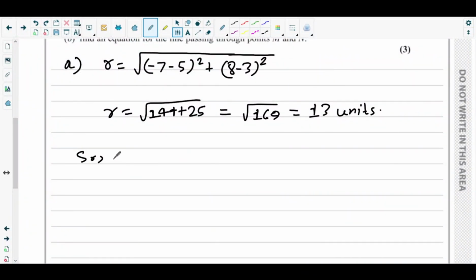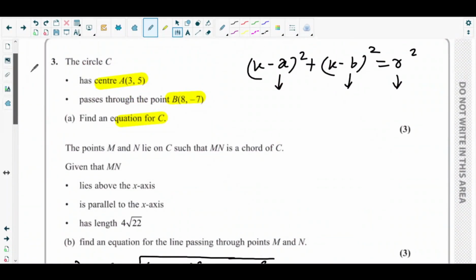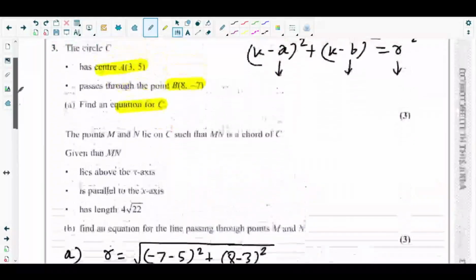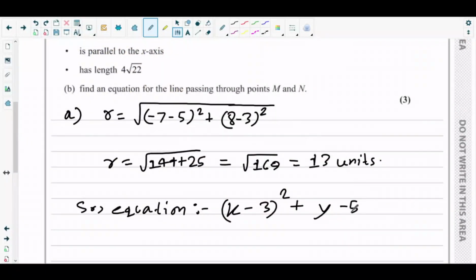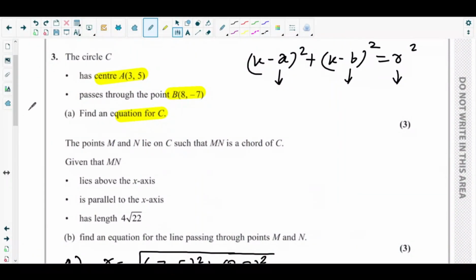So what will we get as the equation of the circle? The equation is (x minus 3) whole squared plus (y minus 5) whole squared equals r squared, so 13 squared. This is the equation for the circle C, and that's what they have asked for in part A.